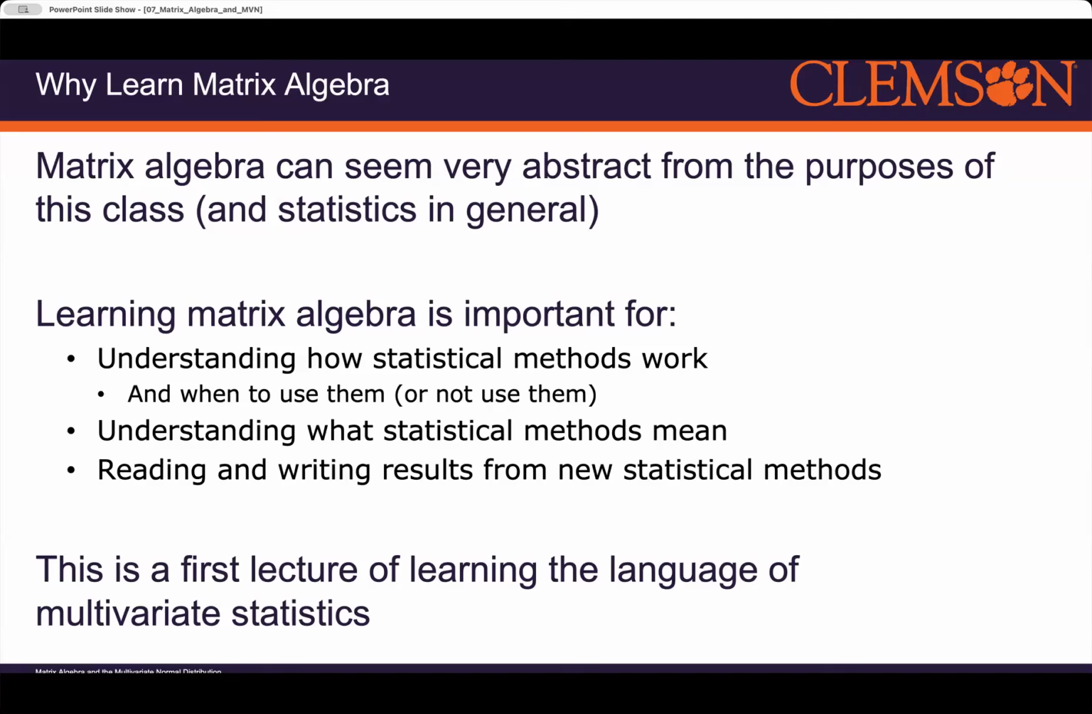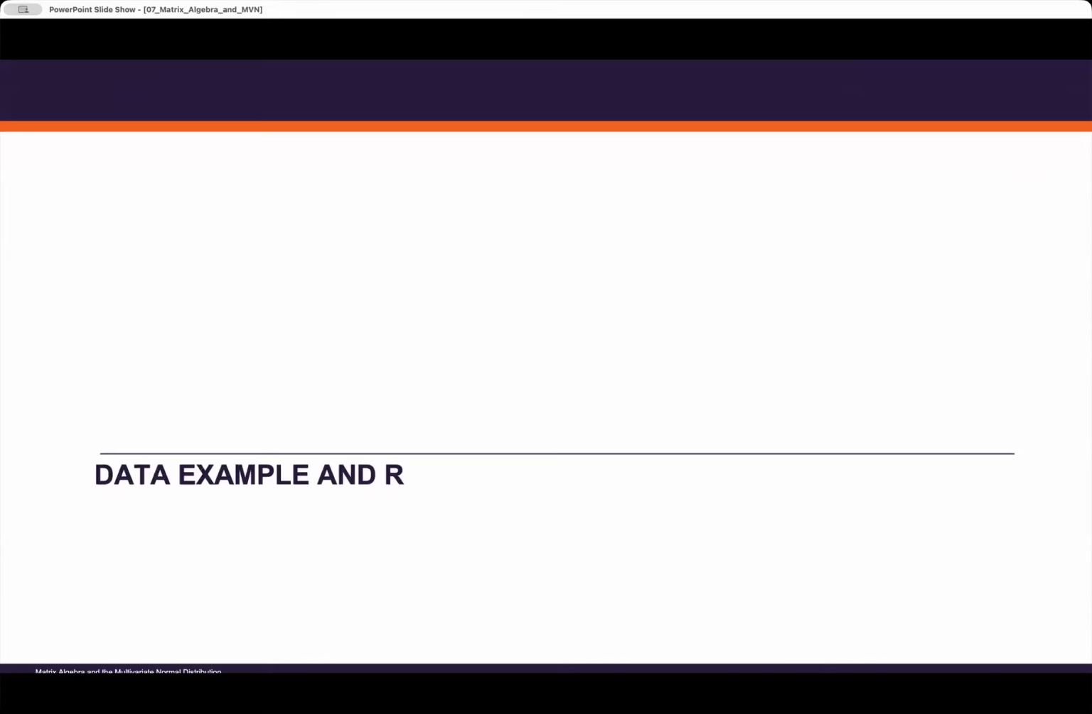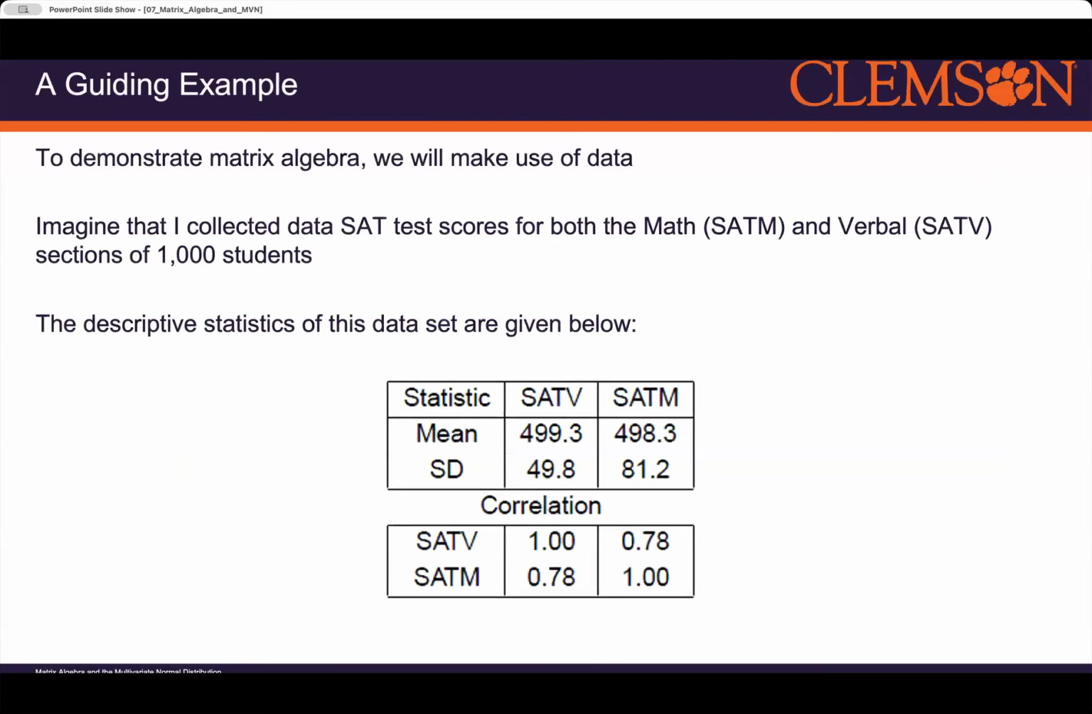So this is what I like to think about as the first lecture of learning the language of multivariate statistics. And we've been doing multivariate statistics for most of the semester, but this is really how the language of it works. So here's our data example. Let's imagine it's a really simple example today. I have two variables. I have SAT scores. I would pretend that these are SAT scores. They're generated randomly, simulated. But let's imagine they're SAT scores from the math and the verbal section of the SAT.